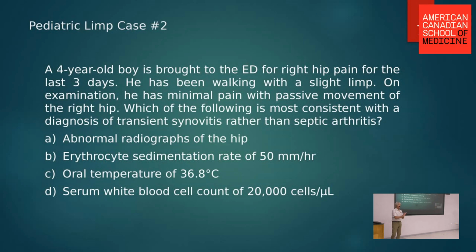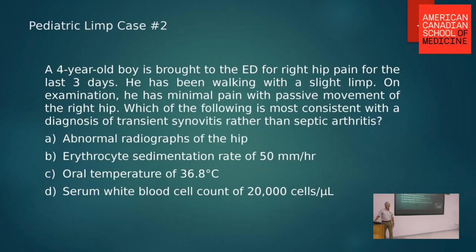We'll do another limp case. There's 2 or 3 of these so you can see the differential diagnosis. So here we have a younger child, a 4-year-old boy, brought to the ED for right hip pain for the last 3 days. He's been walking with a slight limp. On exam, he has minimal pain with passive movement of the right hip. You'll note that the clinician is concerned about what's called transient synovitis. We'll explain what that is, rather than septic arthritis.